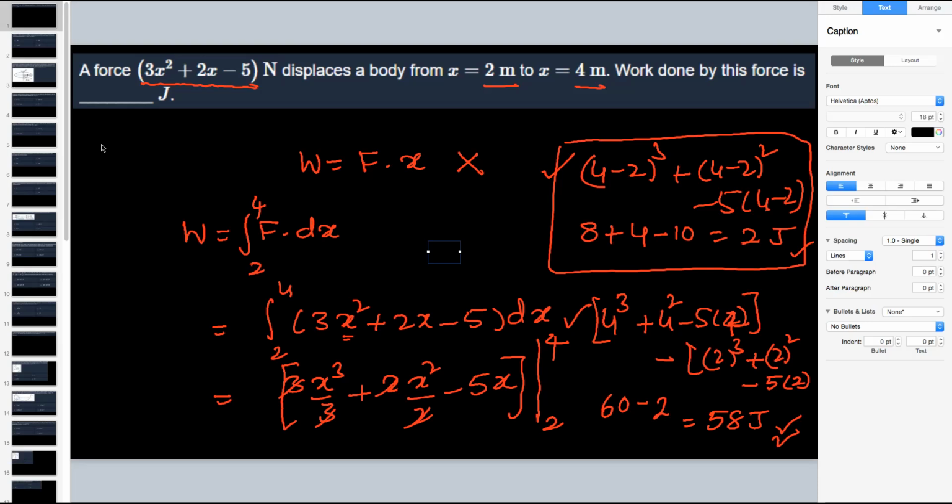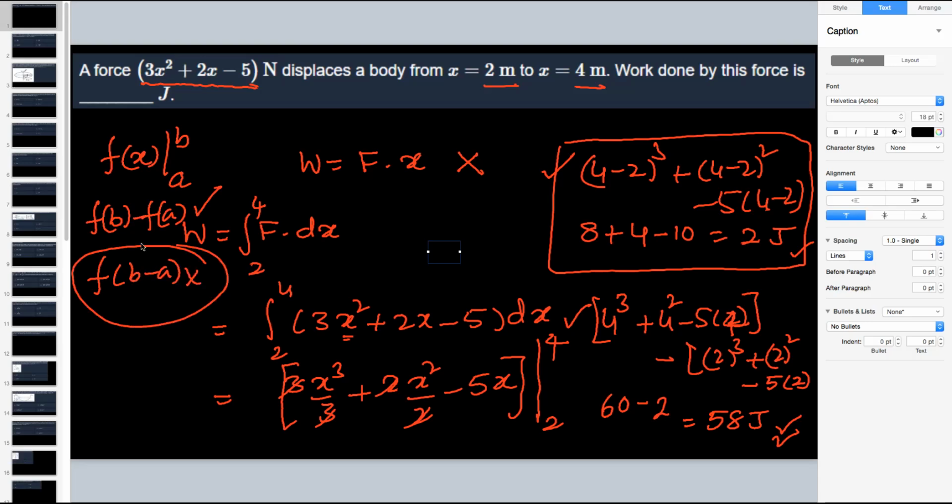See here. Actually, if I say integral of f(x) with limits a to b, it means f(b) minus f(a). This is the correct meaning. We cannot write it as f(b minus a). This is wrong. So this one, 58 joule is the correct answer.